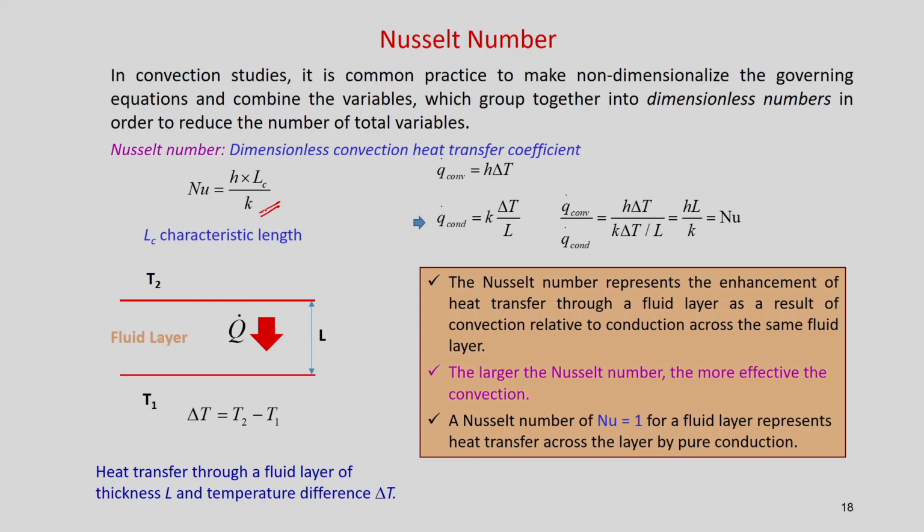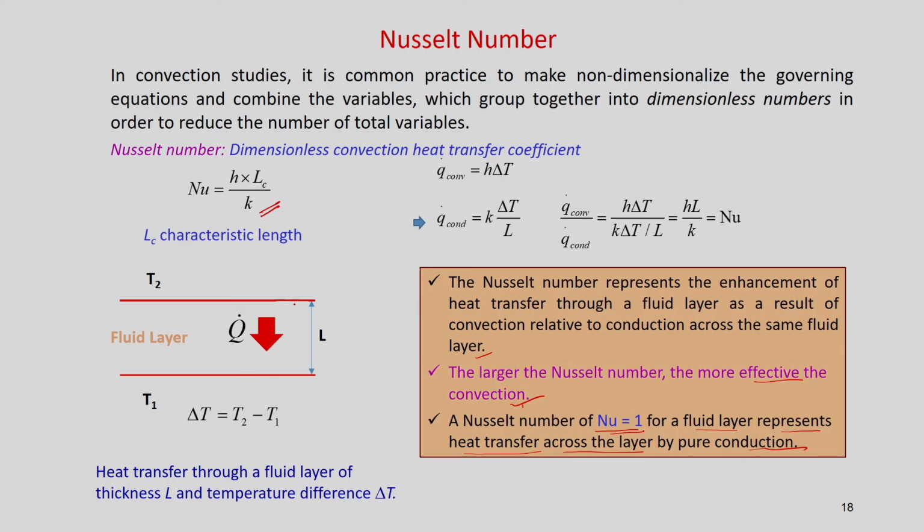Okay. So this Nusselt number represents the enhancement of heat transfer through a fluid layer as a result of convection relative to conduction across the same fluid layer. Okay. The larger the Nusselt number, the more effective the convection. Okay. A Nusselt number of 1 for a fluid layer represents heat transfer across the layer by pure conduction.